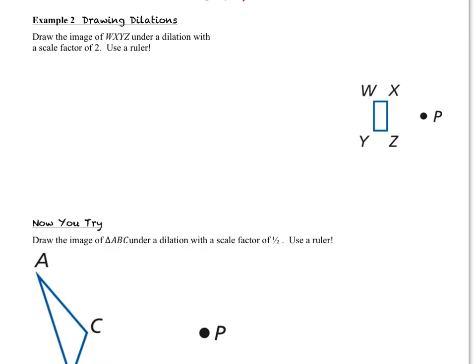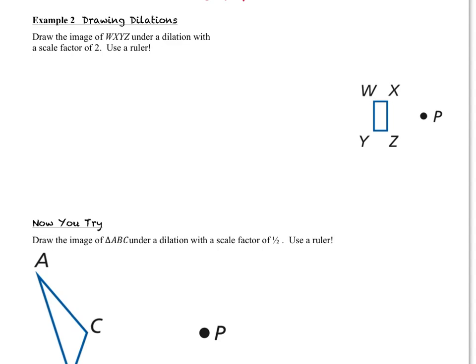In example number 2, we want to draw the image of the pre-image WXYZ, this rectangle, under a dilation with a scale factor of 2. This means that when we compare the image and the pre-image, the image is going to have side lengths twice as long as the side lengths on the pre-image. And we're going to need a ruler for this.